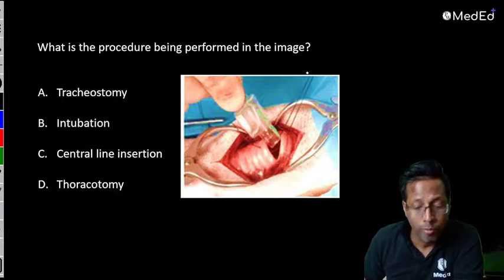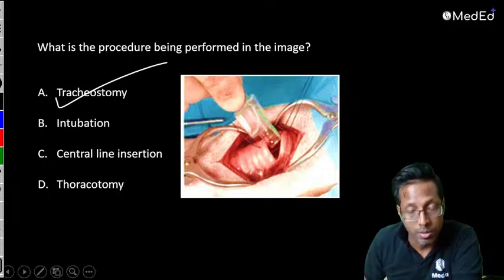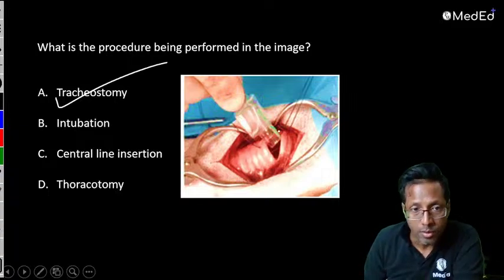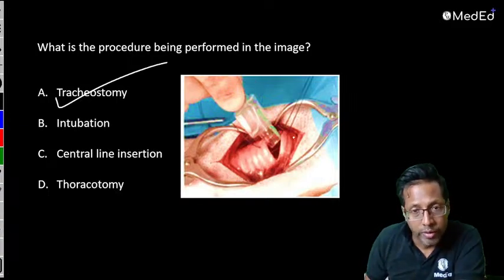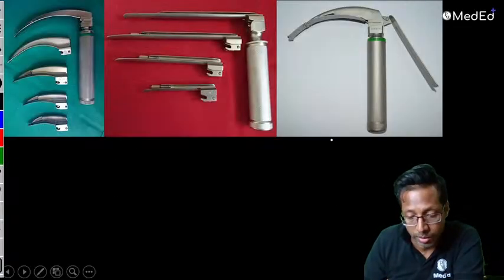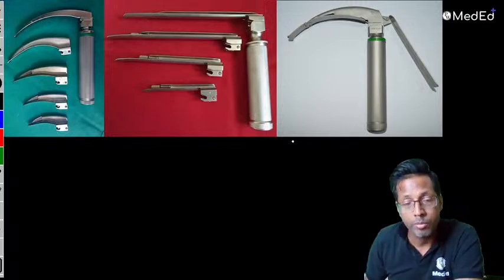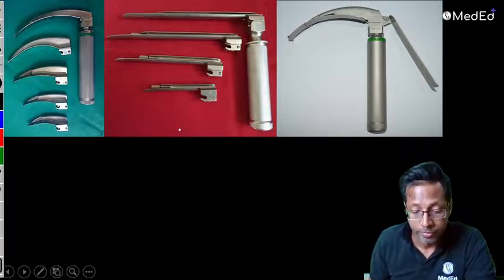What is the procedure being performed in the image? It has been asked before. This is tracheostomy. Intubation is when a tube is put in the trachea, but it's an orotracheal intubation. It goes like this. That's an endotracheal tube which we use. That's a tracheostomy. These are the images which come when you're doing the intubation of a patient.